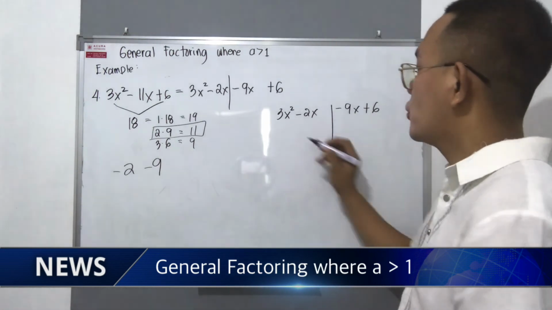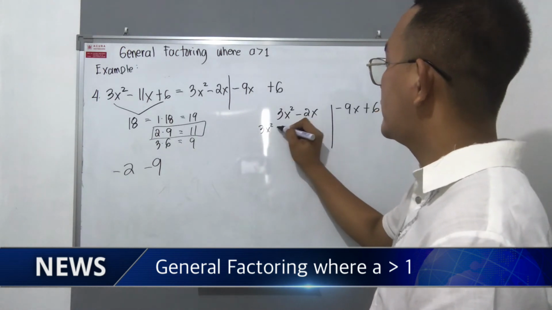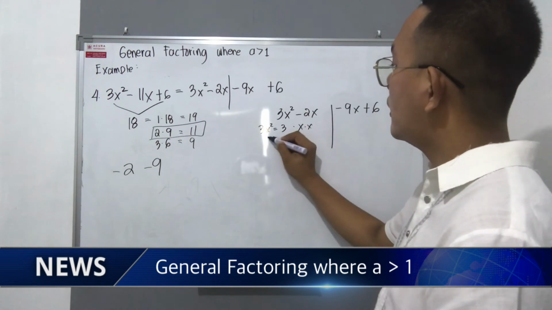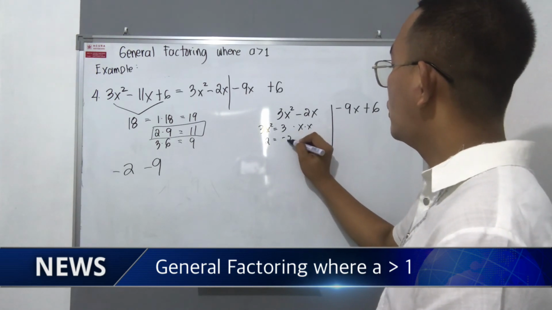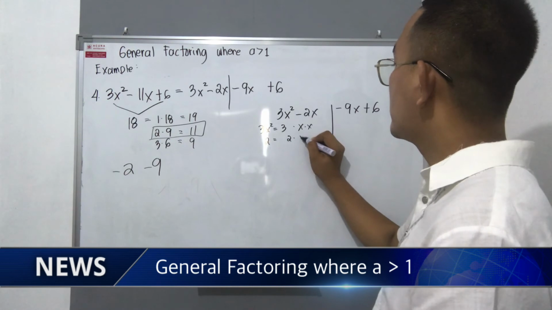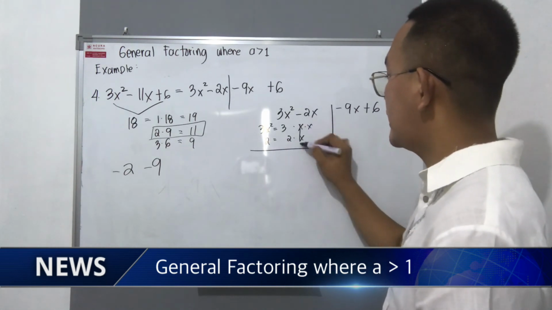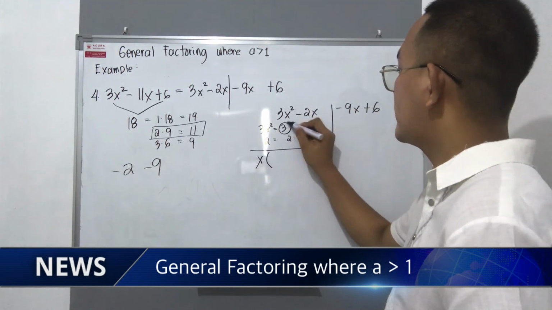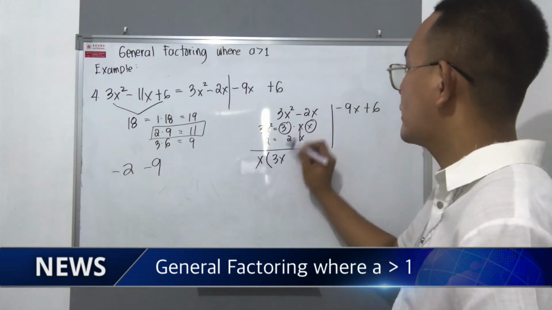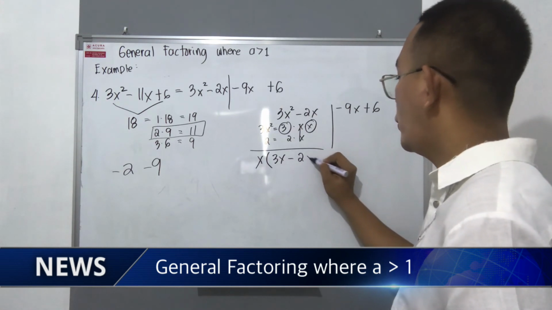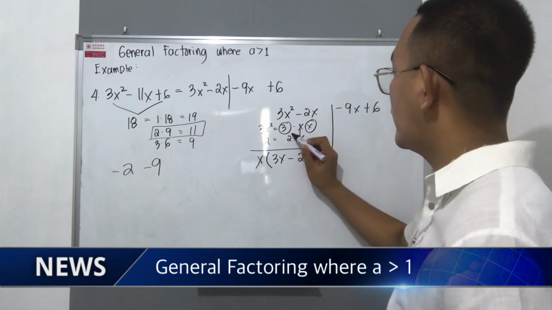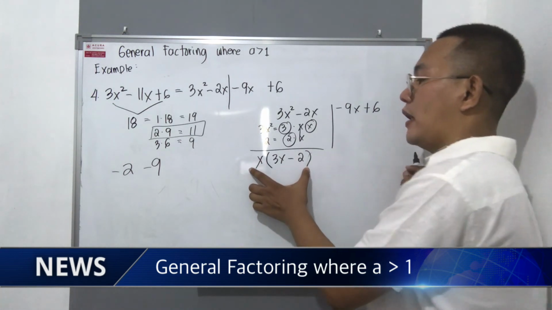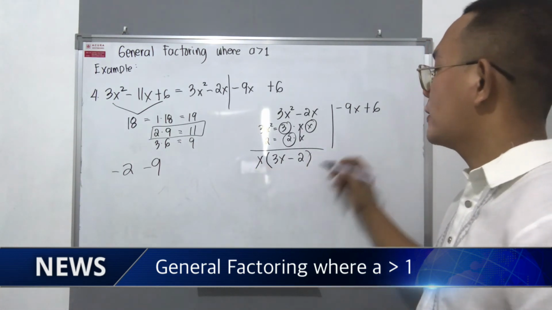Yung 3x squared minus 2x. So 3x squared equals to 3 times x times x. The 2x is 2 times x. Okay, so common nila is x. So, first factor natin ay x. Times, ang natira is 3 times x equals to 3x minus 2x. Minus 2. 2 na lang kasi yung natira dito sa second factor natin. So, ang ating factor ay x times 3x minus 2.